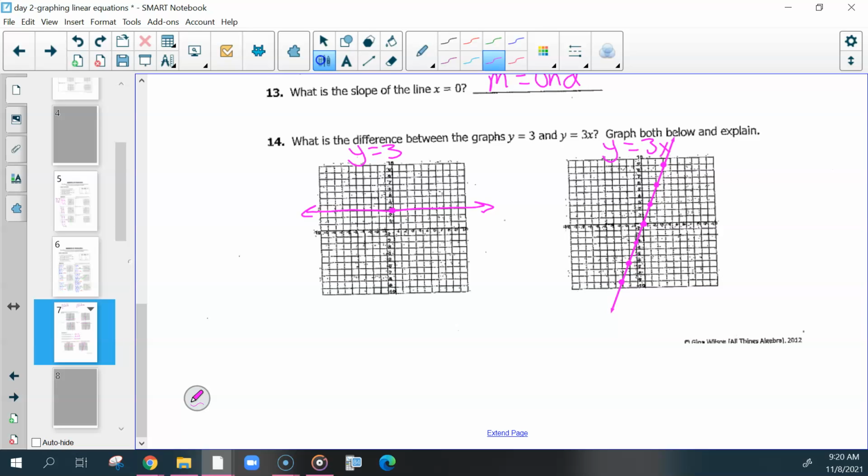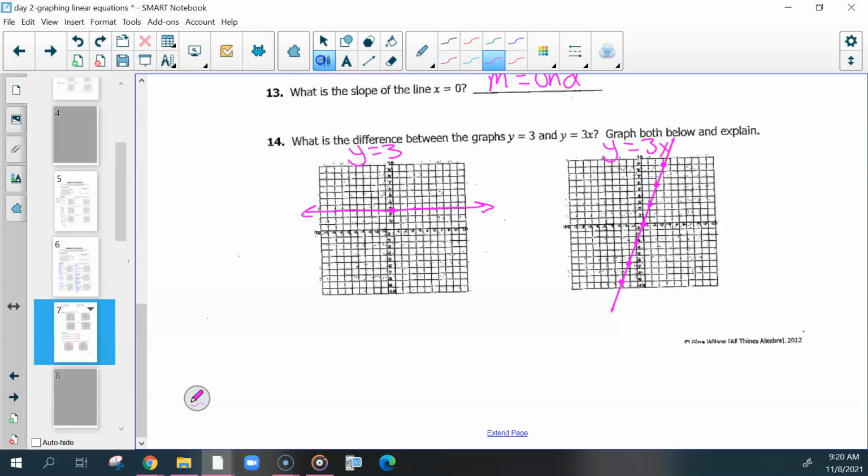Any other differences? What's the slope of that line? What is it going by? 3. 3 over 1 each time. Okay.